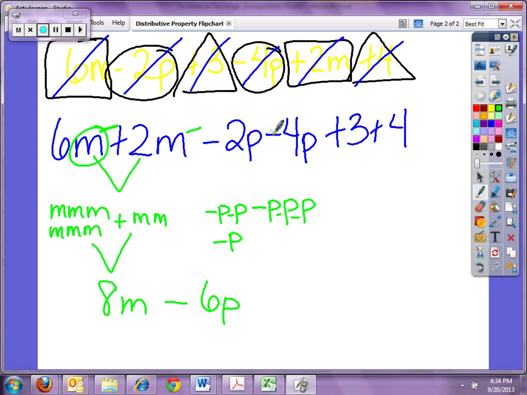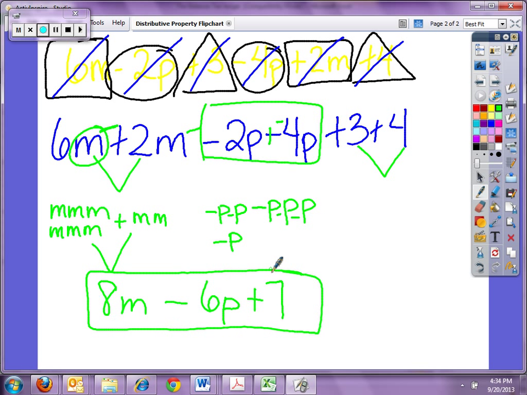I use my rules for integer subtraction. This is basically its own separate problem: negative 2 minus 4. So I change that, and now it becomes negative 2p plus negative 4p. You follow the same rules you do as if there are no variables connected. So negative 2 plus negative 4 is negative 6p. So I put my negative 6p. Then I have 3 plus 4, which we're used to seeing, which is 7. So my simplified answer is 9m minus 6p plus 7.